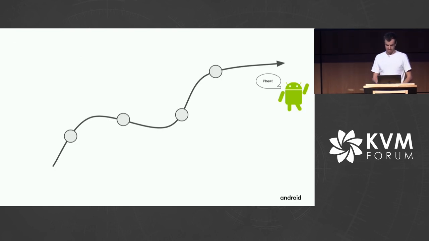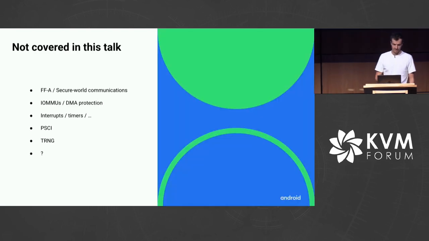All right, that's kind of the end of the story here. There are a lot of things that I have not talked about. There is a lot more that there's just no time to talk about. But obviously, there are considerations around talking to the secure world, which is a big thing in the ARM world. We need DMA protections. We have IOMMU support for some IOMMUs in pKVM, interrupt timers, power management, TRNG, and there's probably a lot of other things that I just couldn't talk about.